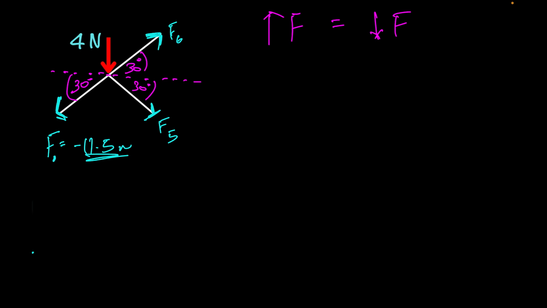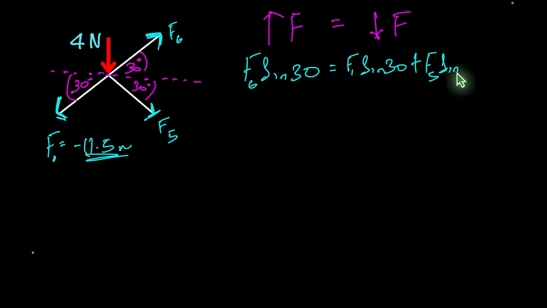So this will be F6 sin 30. So that's what's going upward. What's going downward now will be our F1. So F1 and the angle sin 30, plus F5 sin 30, and plus that 4 newtons that's going downward. So that's everything balanced.